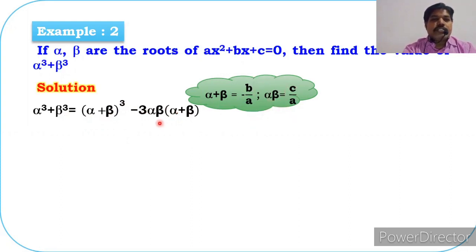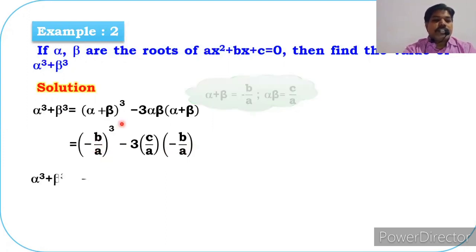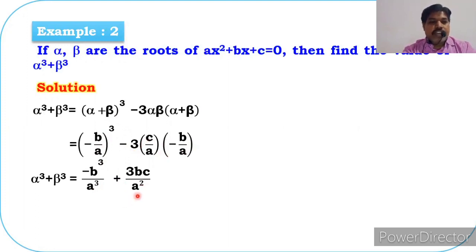Replace these two values into this one. It will become minus b by a whole cube minus 3 times alpha beta value c by a, times alpha plus beta value minus b by a. So what happens? Minus b by a whole cube is nothing but minus b cube by a cube plus, here minus of minus, it will become plus 3bc by a square.